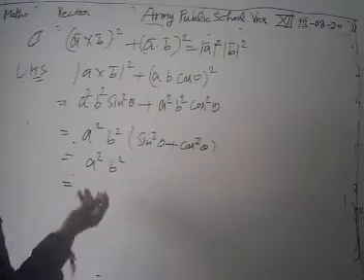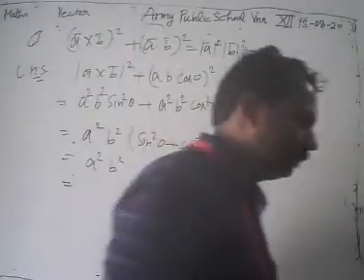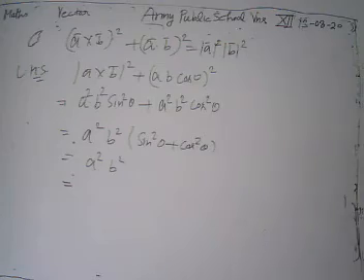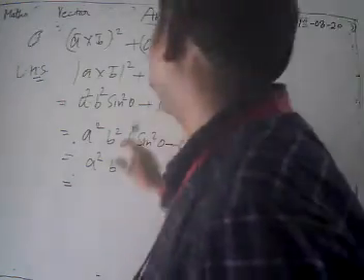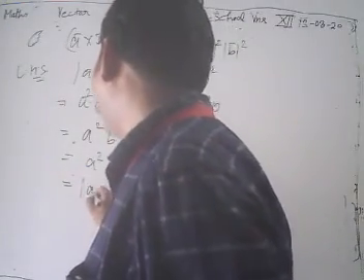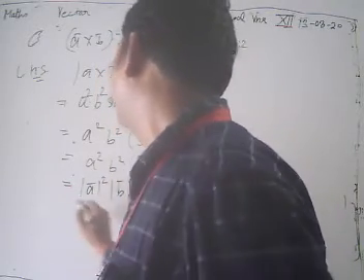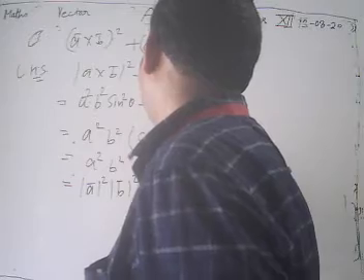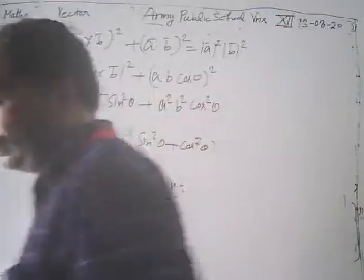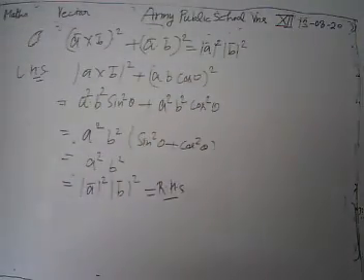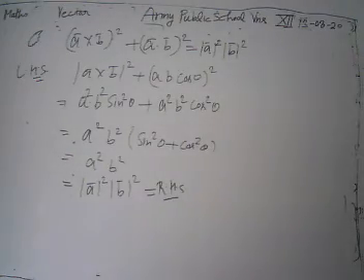The square of our vector is equal to the magnitude or length of our vector, so it's mod A square and mod B square. This is our right hand side. Now look, what have we proved? We have proved a relationship between our cross product and dot product.